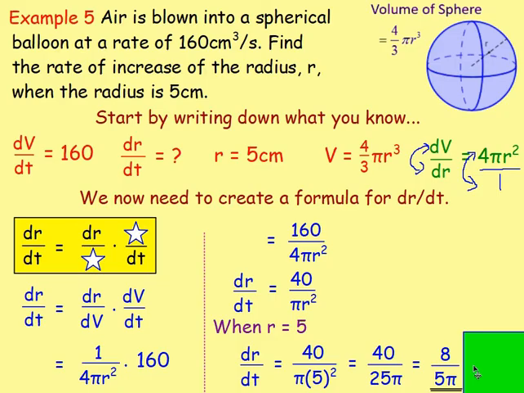And once again, just remember your units, because it's the radius that's going to be changing with respect to time. Well, the radius is measured in centimetres here, so it'll be centimetres per second. And that there, the 8 over 5 pi centimetres per second, will be your answer. High five! Well done.